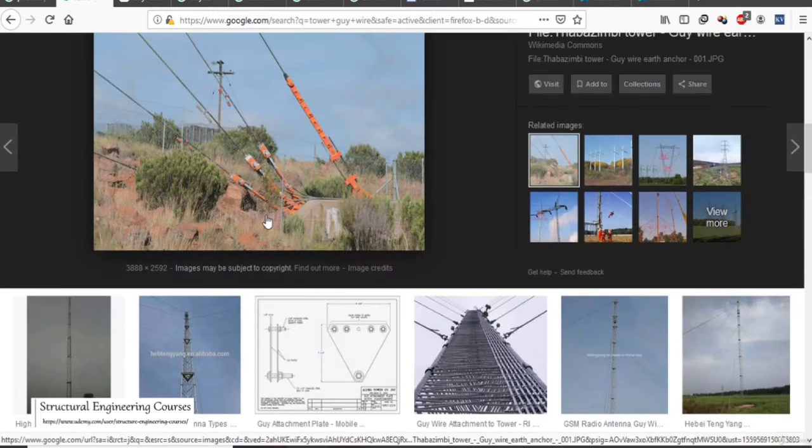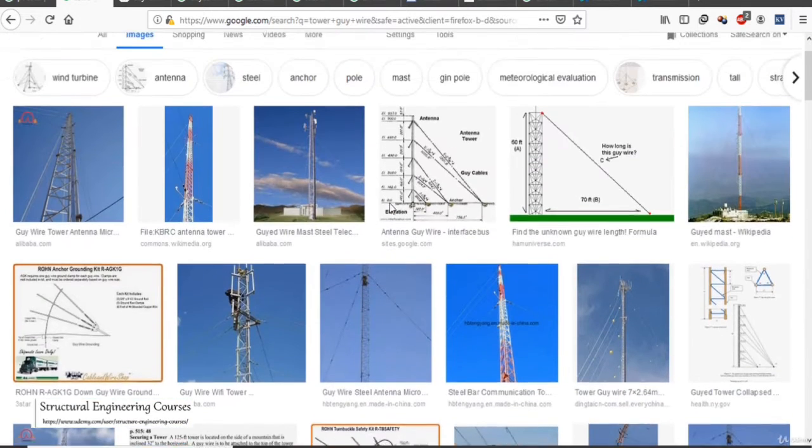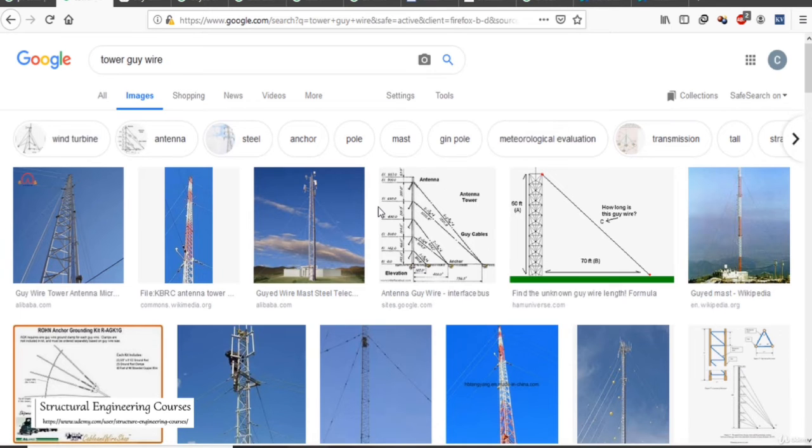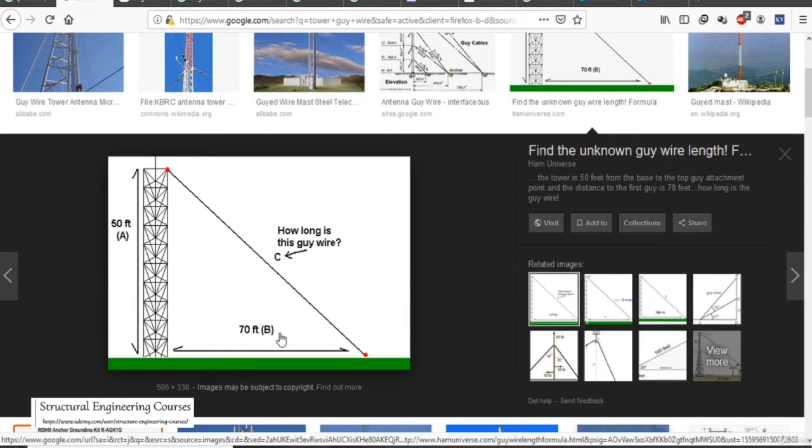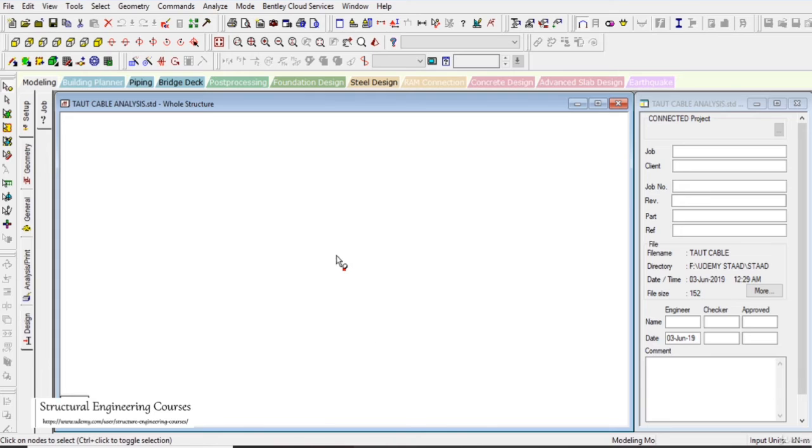Coming back to our STAAD software, in this lecture we shall try to model a simple tower or a hollow pipe tower with the cables. This is also another funny problem that 99.9% of people can solve: this is 50 feet and this is 70 feet. What exactly is the length of this wire? This is nothing but the Pythagoras theorem. The square root of 70 squared plus 50 squared shall solve this problem. So coming back to our lecture, now we need to model a simple tower with some guy wires. In the next lecture, first of all, we shall model this type of arrangement.